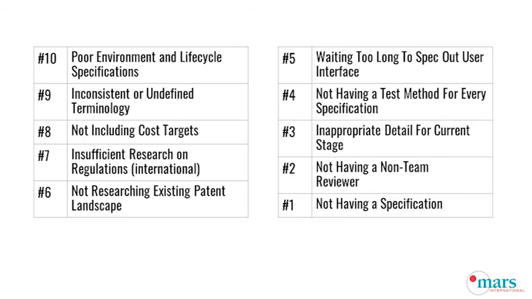Number 5, waiting too long to spec out the user interface. And again, user interface is everything that the user touches. It's not just a display or an app or something like that. We're talking about button pushes and indicator lights and even how you change batteries. Make mock-ups as early as possible to try to avoid this problem. Number 4, not having a test method for every specification. You want to make sure that for every single item in the spec, you've got an identified and documented test procedure and test criteria.